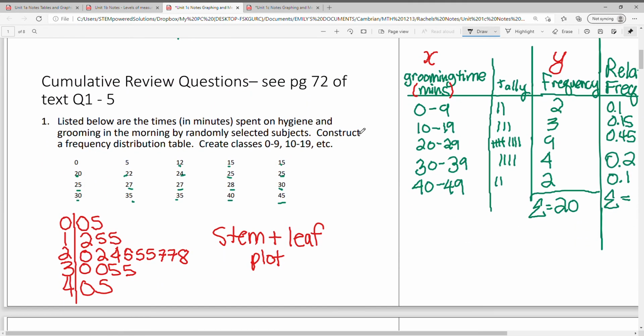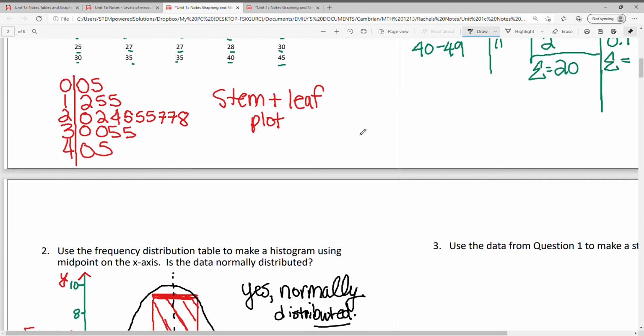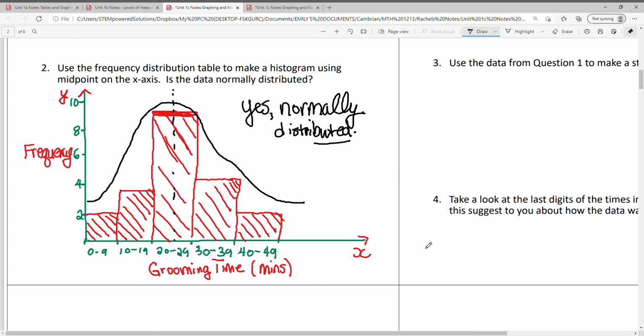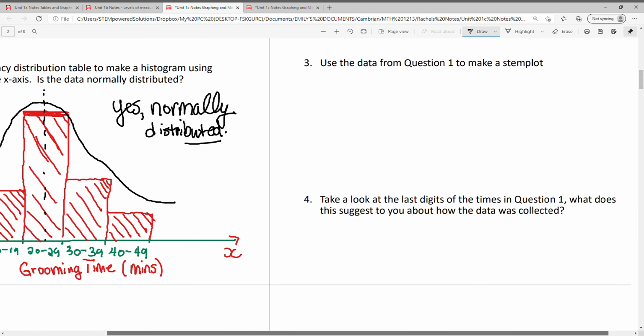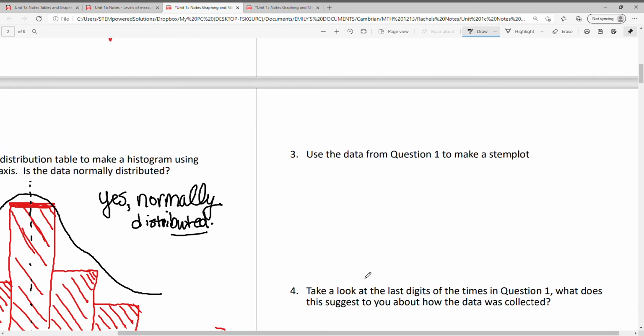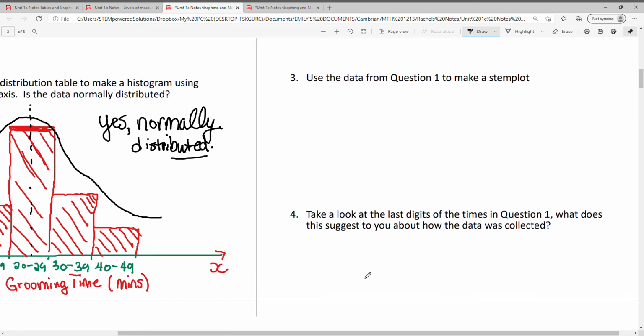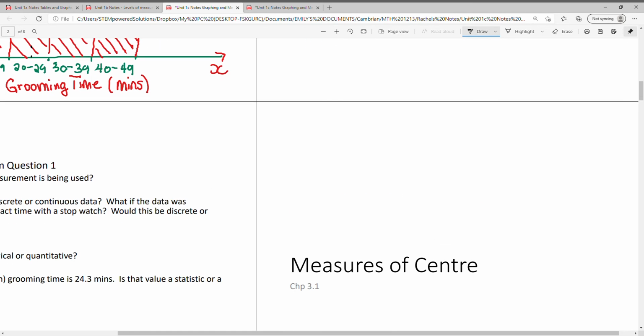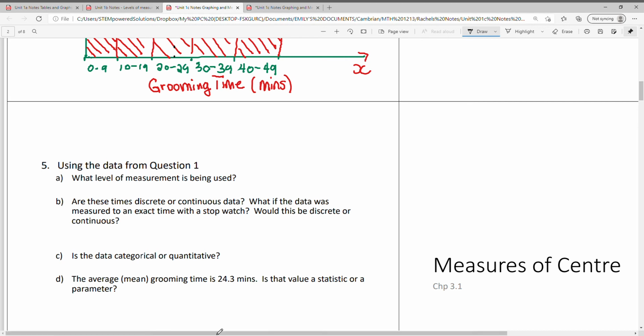Thank you for watching this video on question 1. We covered the frequency distribution table, how to make a histogram using a frequency distribution table, and how to do a stem and leaf plot from the information from question 1. And we discussed this last question about the last digits of times. In my next video, I will be discussing, why don't we do this right now actually?